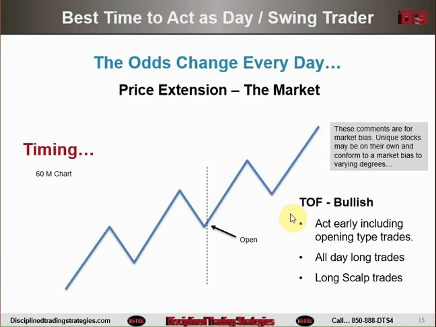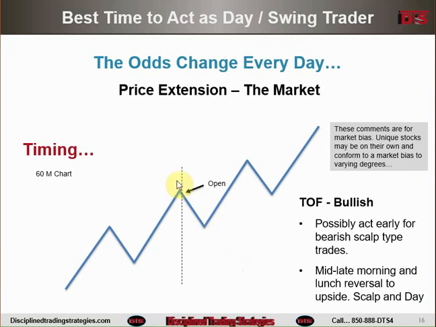So boom, act early, and you could do it for all-day-long type of trades, or if you're more of a scalper, you can take whatever you get from that opening run like that, right? So chart pattern like that, opening in this general area, bullish early, right? What if we're opening here in the pattern? Well, possibly some bearish trades.